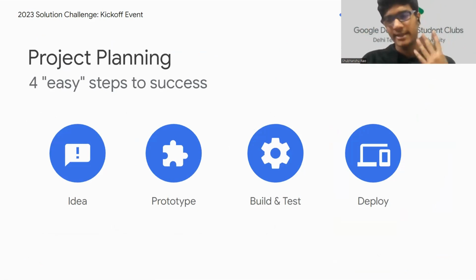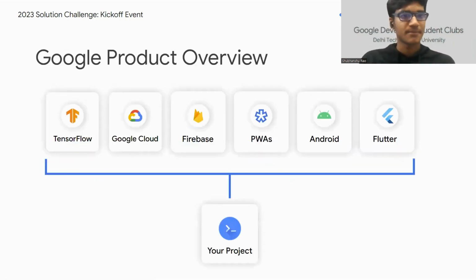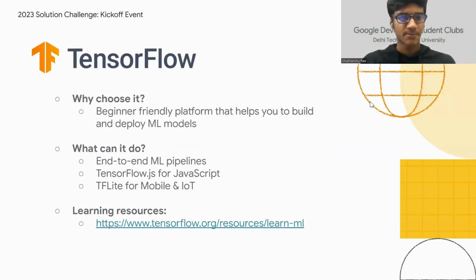Project planning consists of 4 easy steps. One is the idea. You need to think of an idea. Then you have to build a prototype. Then you have to build and test it in the real world. After you are satisfied, deploy it for a larger audience. And here is a list of some of the Google products, and we'll be talking in detail about them soon. One is TensorFlow. And then you have Google Cloud, Firebase, PWAs, Android, and Flutter. You can use these to build your project.